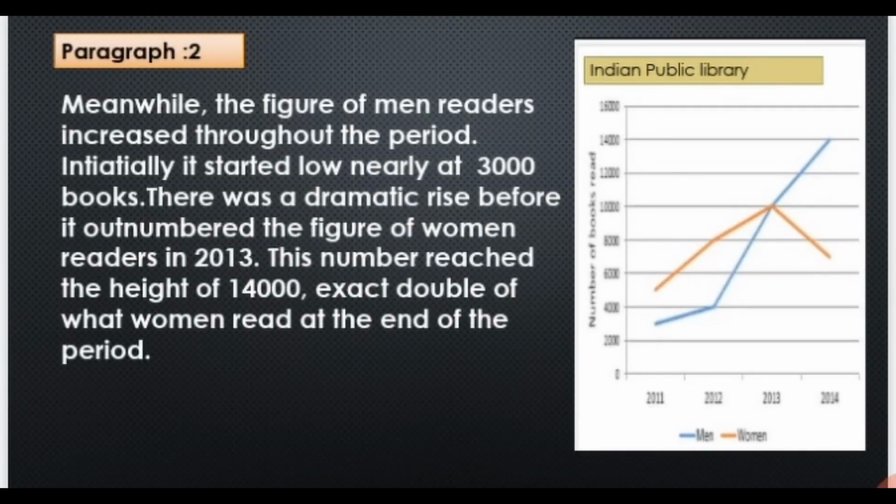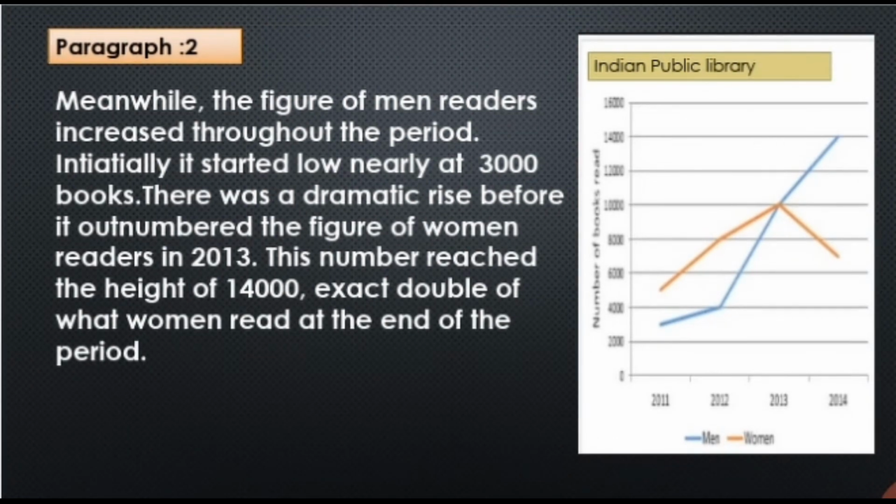Let's see body paragraph number 2, which tells us about men. We can write in this way. Meanwhile, the figure of male readers increased throughout the period. Initially, it started low, nearly at 3,000 books. There was a dramatic rise before it outnumbered the figure of women readers in 2013. This number reached the height of 14,000, exactly double of what women read at the end of the period.